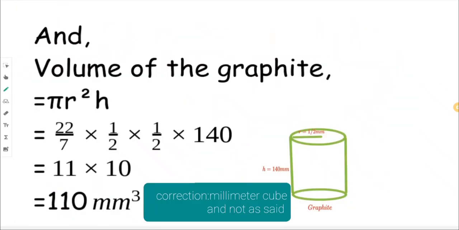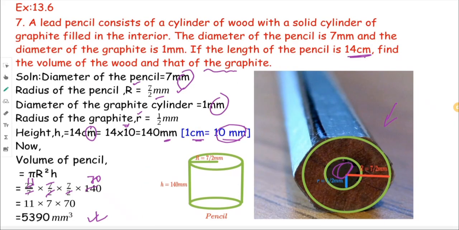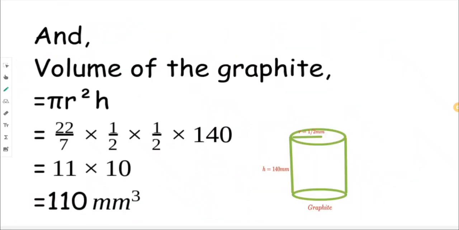All right, now let's also find the volume of the graphite. Graphite means this black part, the darker region. I took the radius to be small r. So same thing, pi r square h. Pi is 22 by 7, radius is 1 by 2, and the height remains unchanged. Then dividing, 7 on the 7, 7 2s are 14, and 2 10s are 20. I'm going to have just 11 into 10, so the volume of the graphite is equal to 110 millimeter cube.